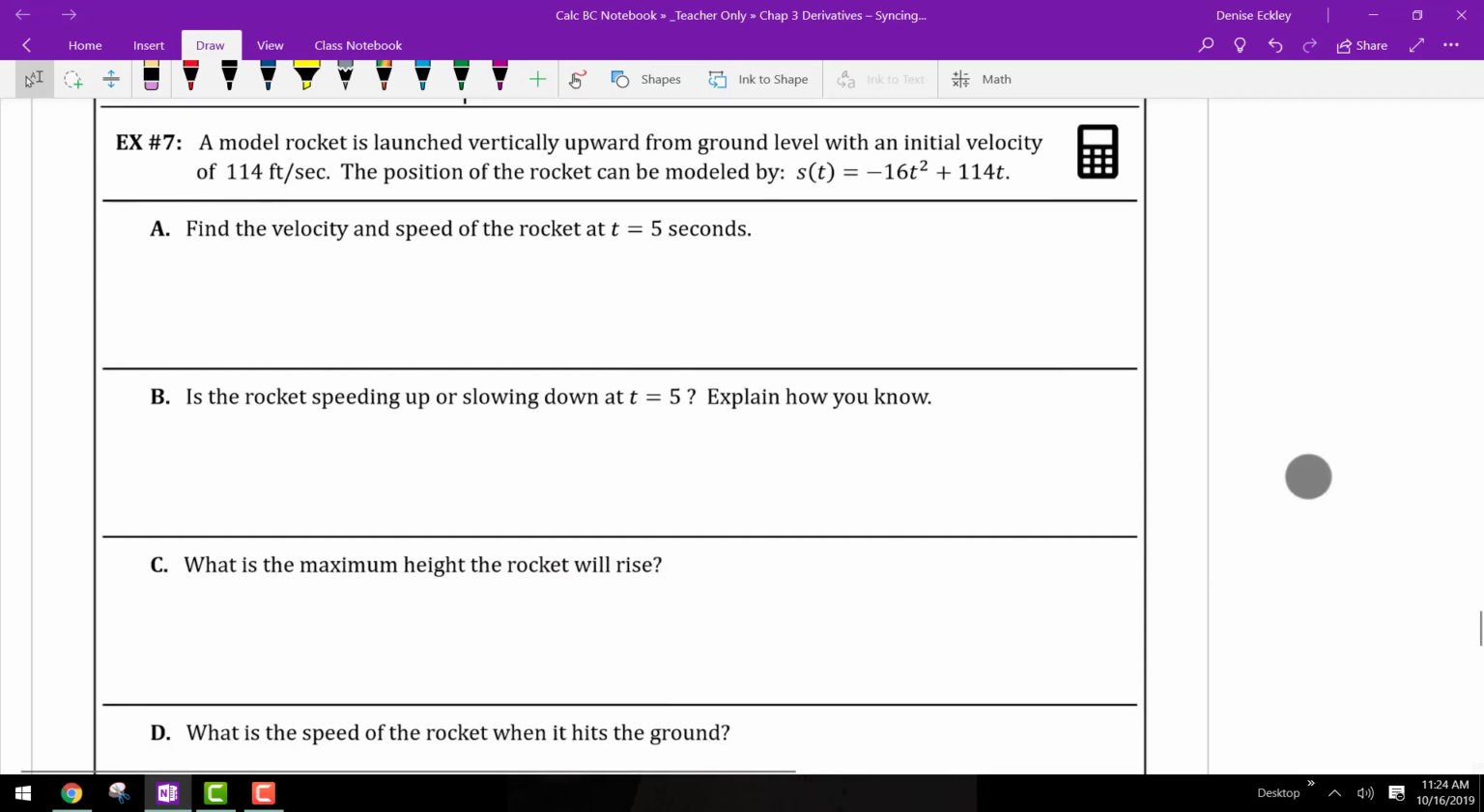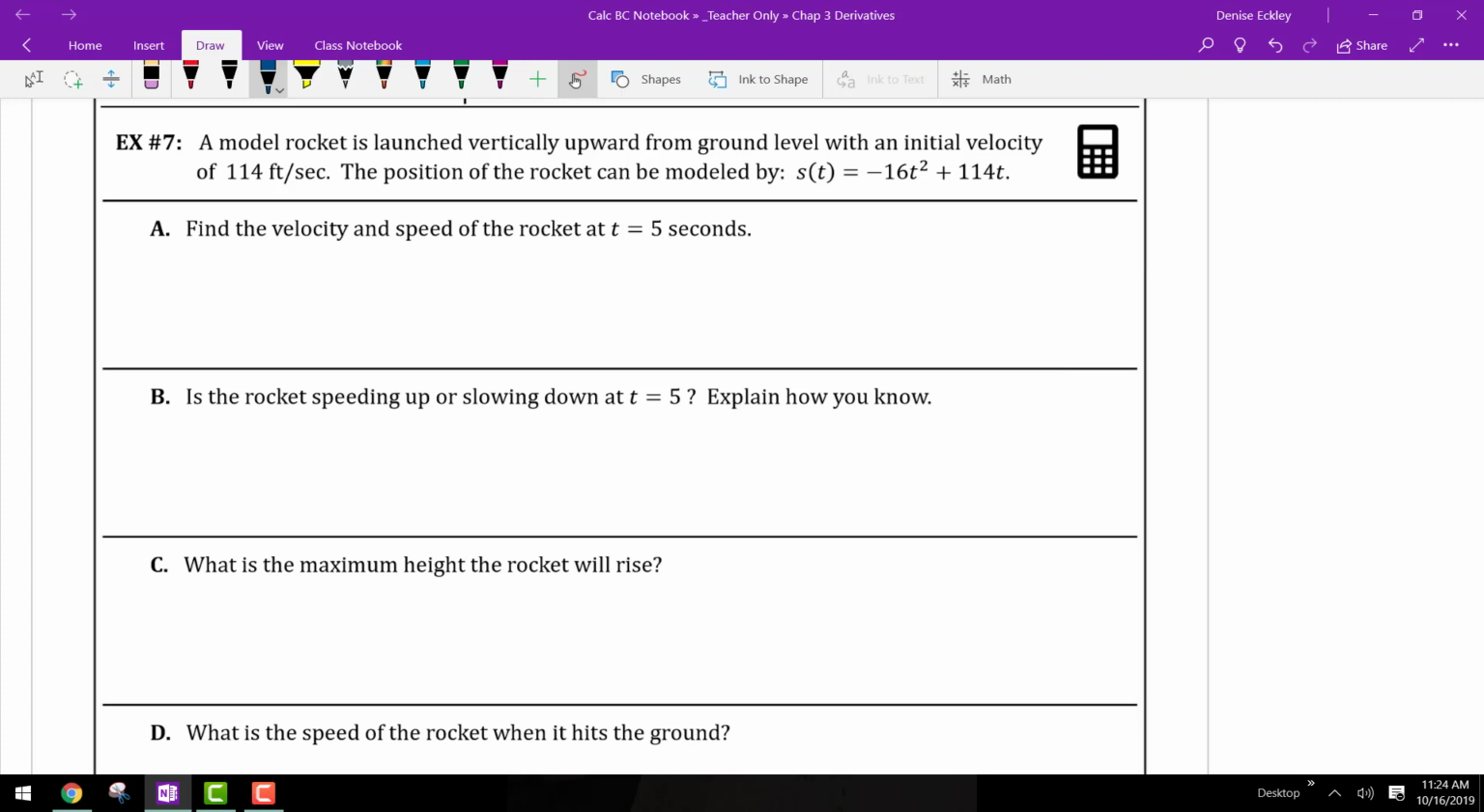Okay, let's do example 7 now. We have a more typical position function because it is affected by gravity. We've seen a lot of these over the years in math and also in physics if you've taken physics. So we have a model rocket that is launched vertically upward from the ground level with an initial velocity of 114 feet per second. The position of the rocket can be modeled by S of t equals negative 16t squared plus 114t. So we are to find the velocity and speed of the rocket at t equals 5 seconds.